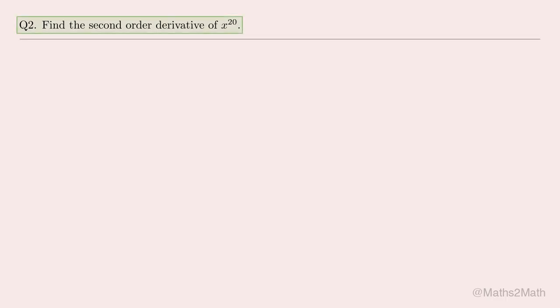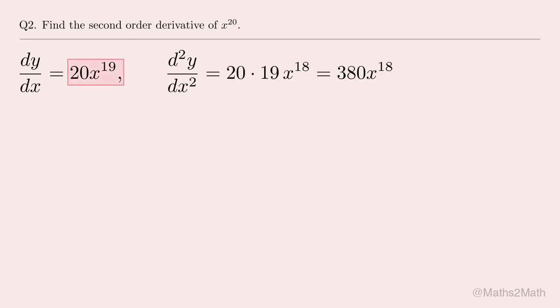Question 2. The 20th power, the power rule twice. Each differentiation pulls one exponent down. First, 20x to the 19. Second, 20 times 19.